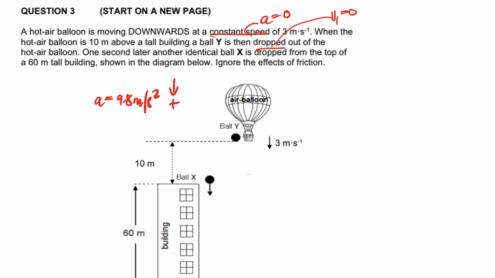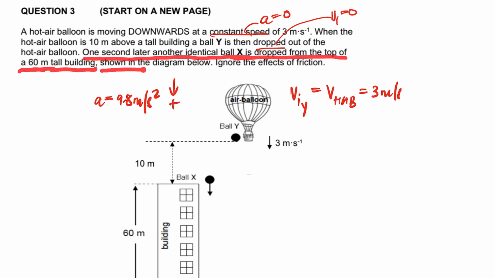And another thing, guys, the initial velocity of ball Y is equal to the velocity of the hot air balloon, which is 3 meters per second. The object was moving with the velocity of the hot air balloon, and then it was dropped. So its initial velocity is not going to be 0. It's going to be the velocity of the hot air balloon. That's 3. Very important.